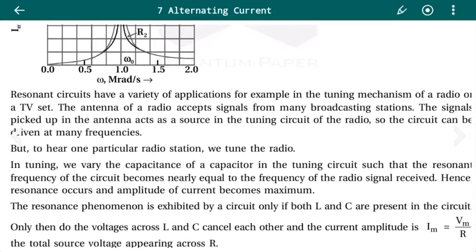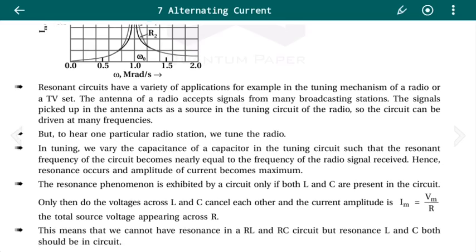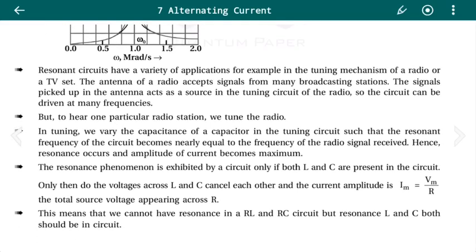The antenna of a radio accepts signals from many broadcasting stations. The signal picked up in the antenna acts as a source in the tuning circuit of the radio, so the circuit can be driven at many frequencies. But to hear one particular radio station, we tune the radio. In tuning, we vary the capacitance of a capacitor in the tuning circuit such that the resonant frequency of the circuit becomes nearly equal to the frequency of the radio signal received. Hence, resonance occurs and the amplitude of the current becomes maximum.